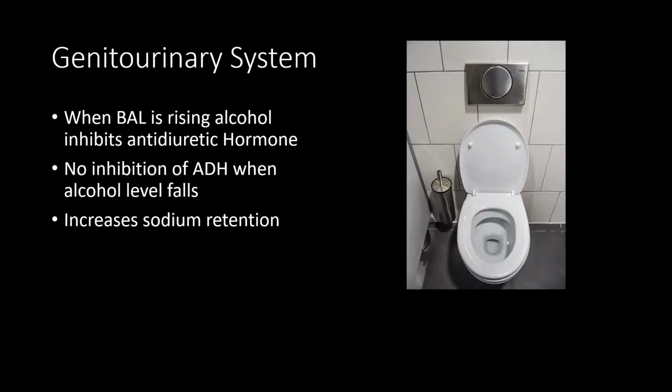Alcohol affects the genitourinary system. When blood alcohol content is rising, this inhibits the antidiuretic hormone, resulting in an increase in urination. There's no inhibition of the antidiuretic hormone when alcohol levels fall, which means that as blood alcohol levels are falling, people stop urinating because the alcohol has dehydrated them. Alcohol can also increase sodium retention, changing the blood chemistry.